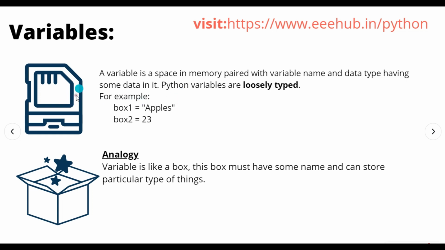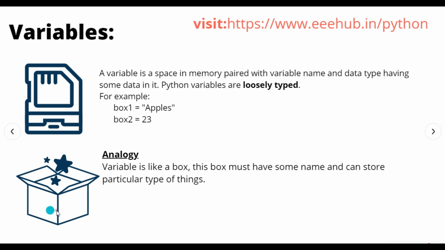In Python the variables are loosely typed. What I mean is, if we name the variable box1 and it contains a string data type, for example apples, then this box will become a string type. And for example we have a second example here like box2. This box contains an integer data type, so this box becomes int data type. So Python variables are loosely typed, which means we don't need to specify the variable data type. Whatever value we insert inside this variable, that variable becomes that data type. So this is one of the analogies to understand the variable.